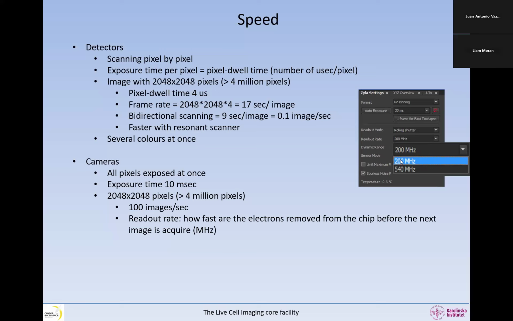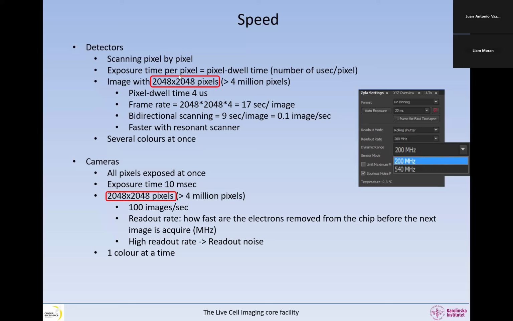You can see it goes in megahertz, so we can go very fast. The problem is this creates noise. If you go super fast, it creates noise. We're going to talk about the noise later. But this is the way to go faster: we can select a faster readout rate on our camera. A high readout rate creates some readout noise. And unfortunately, on a camera-based system, most of the time, we can image only one color at a time. Again, we will talk about this tomorrow.